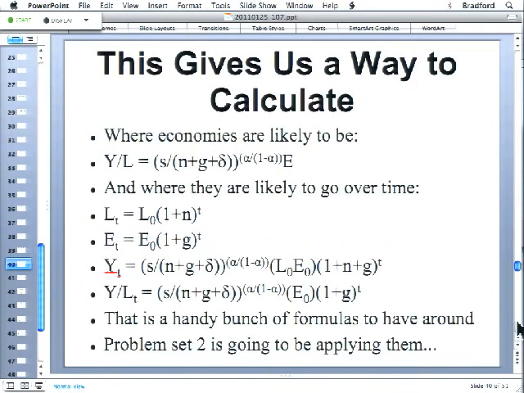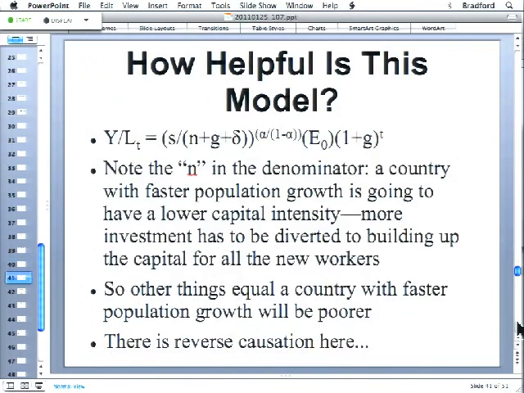Well, take a look at the formula at the top, for output per worker in year t. At first, there's this term that I said was capital intensity, S divided by (N plus G plus delta), raised to this power. That comes from the balance between savings on the one hand and savings requirements on the other, which tells us how capital intensive the economy is.